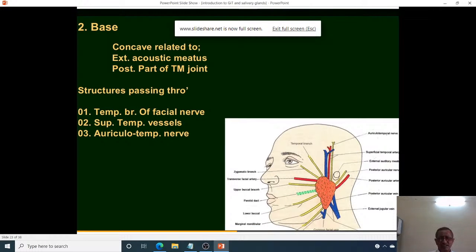Base. The base is concave and related to the external acoustic meatus and the posterior part of the temporomandibular joint. Structures passing through the base are the temporal branch of the facial nerve, superior temporal vessels, and auriculotemporal nerve.